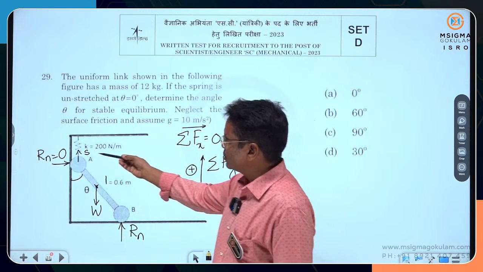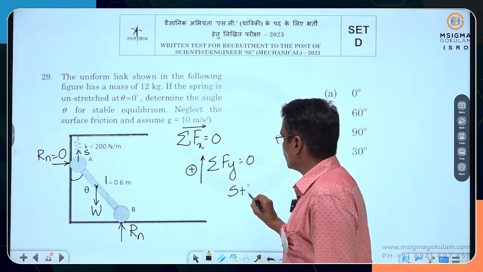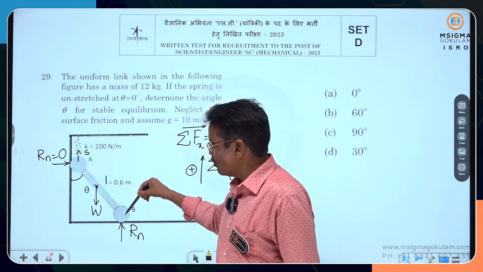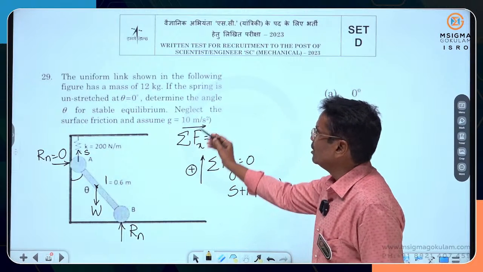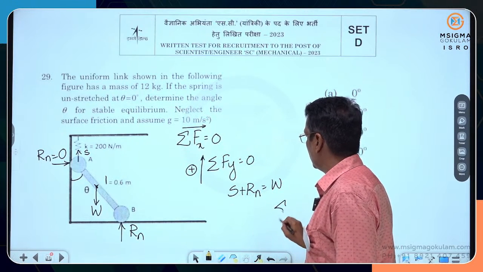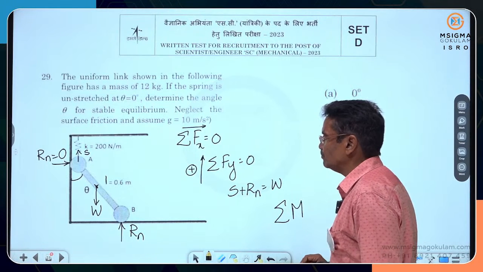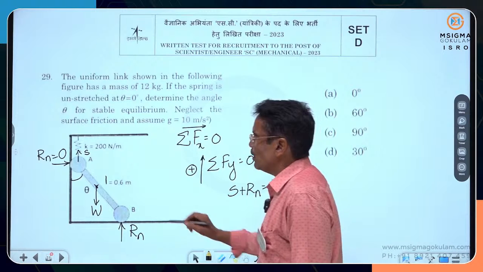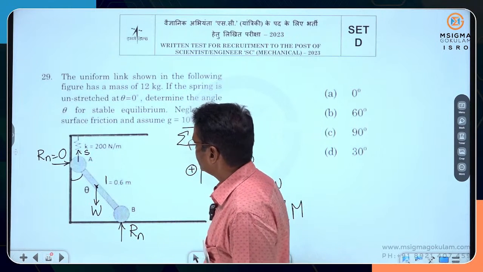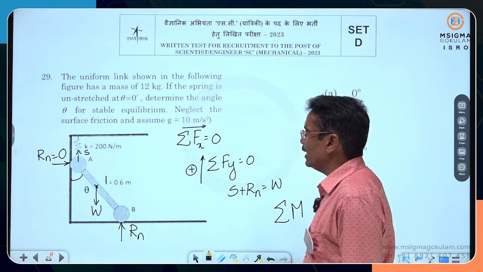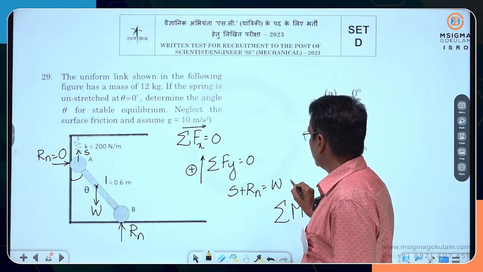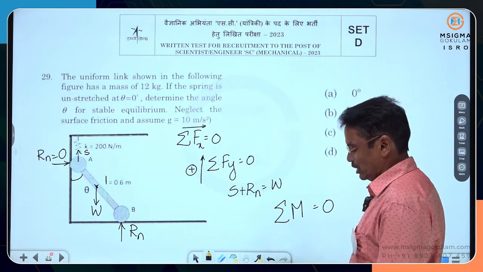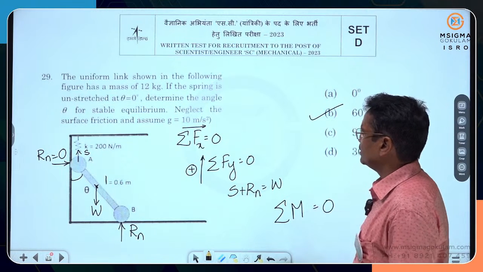There are 2 forces, S plus Rn. S plus Rn should be equal to the weight. This is an upward force, this is an upward force, and there is the weight. No friction there because all are smooth surfaces. And sigma M is equal to 0. You can take moments about this point A. From this we can calculate S here. From these equations you will get the answer theta as 60 degrees.